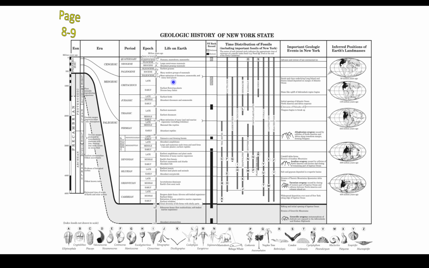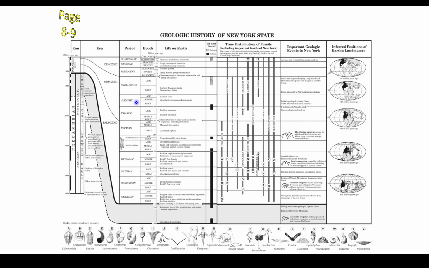Number 5, what time period could you find the earliest birds? I'm scrolling down, earliest birds, Jurassic time period. Number 6, what geologic time periods exist between Triassic and Cretaceous? So Triassic is here, the very beginning of the Mesozoic. Cretaceous is the end. The only time period between it was the Jurassic time period.